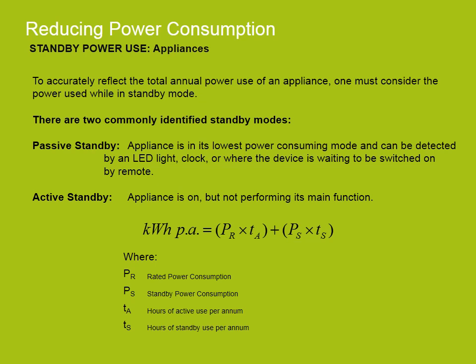To calculate the total energy consumed annually, simply multiply the real power of the appliance when in use, in kilowatts, by the number of hours it is active per annum, and add it to the real power of the appliance when in standby, multiplied by the number of hours it is in standby per annum.